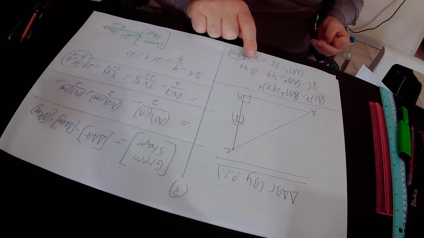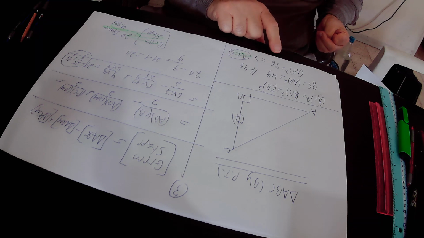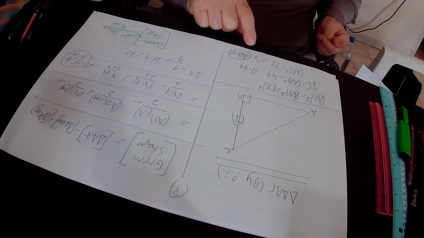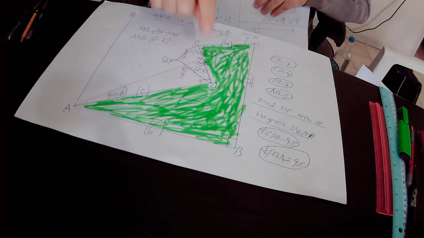Here we subtract 49 from this equation, and finally found out that AB square equals 85 minus 49, that is 36. So AB square equals 36. Here we took the root of this equation, and finally found out that AB equals the square root of 36, that is 6. This side AB is equal to 6 units in itself.